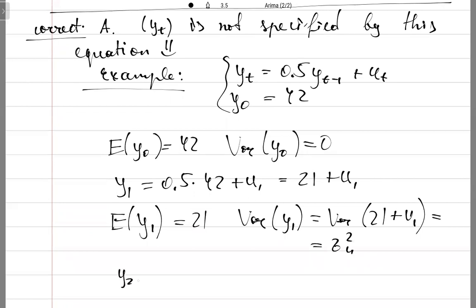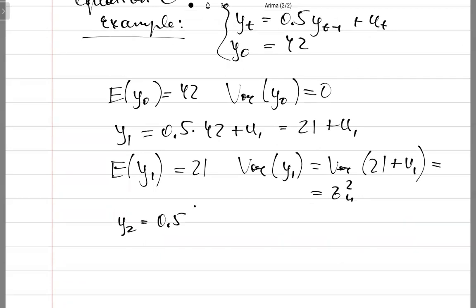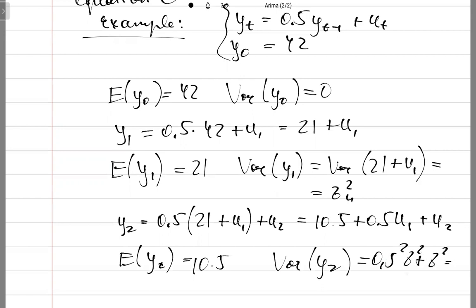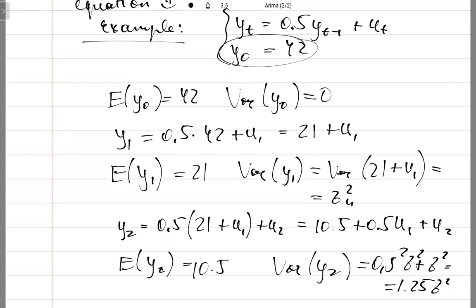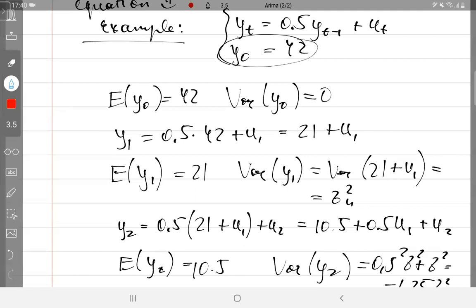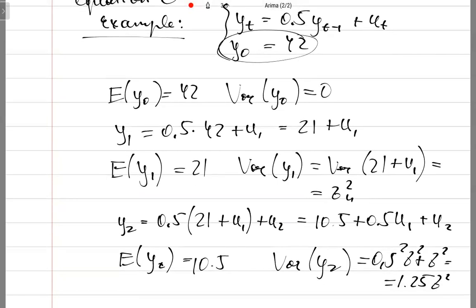What is y2? y2 is 0.5 times 21 plus u1 plus u2. It's 10.5 plus 0.5 u1 plus u2. What is the expected value of y2? It's 10.5. What is the variance of y2? It's 0.5 squared sigma squared plus sigma squared, so 1.25 sigma squared. And I see that if I add one condition, I receive a non-stationary process. Why is it non-stationary? Wait, you're talking about the predictions? No, I'm not talking about the prediction. I'm talking about the process.